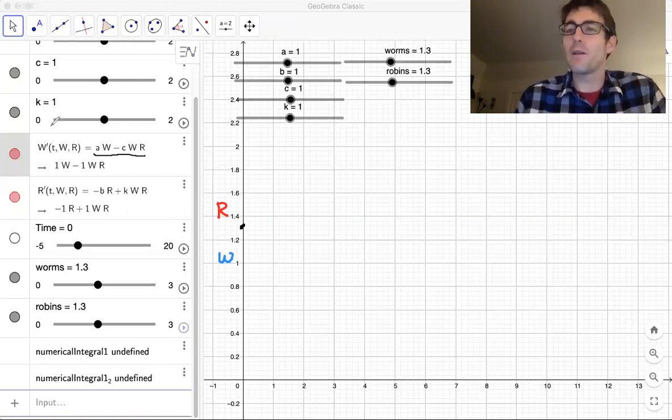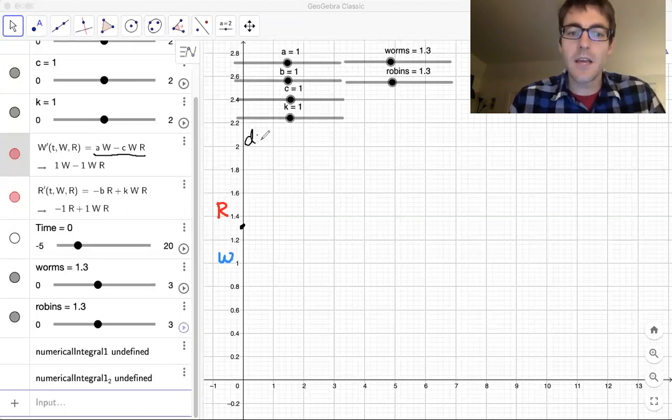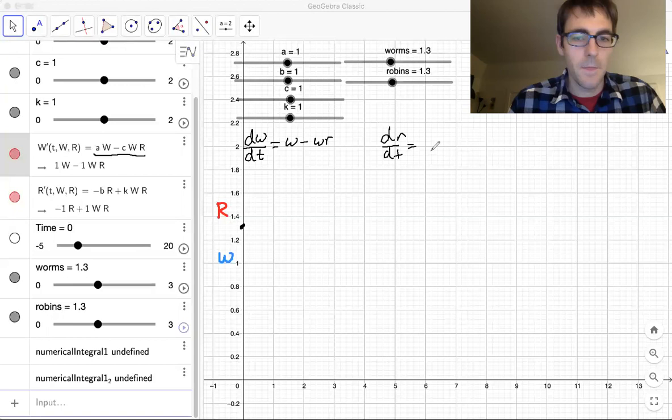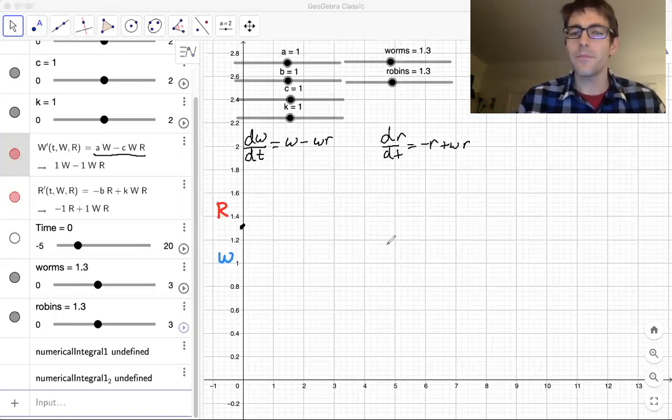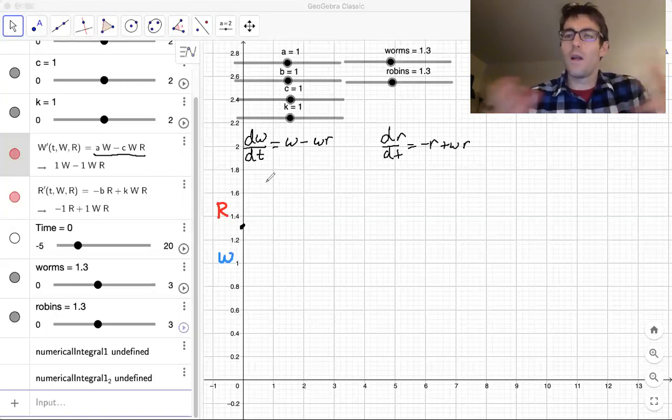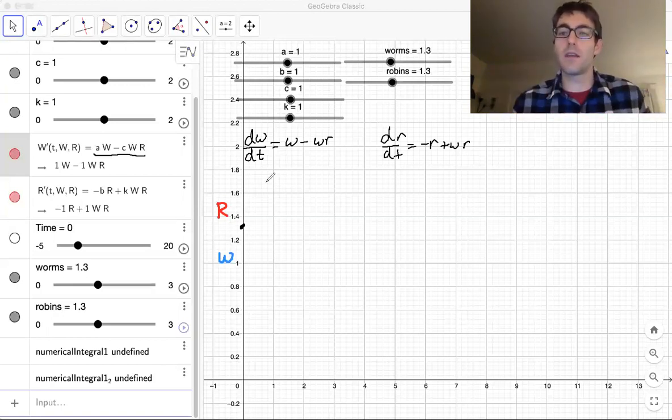And we can figure that out by looking at our differential equation. Our dW dt, so the rate of change of the worms, is, well, A and C are just 1, so this is W minus WR. Similarly, dR dt is negative R plus WR. And if we want to know what the slopes of these things are for a particular starting condition, we can just plug in those points.